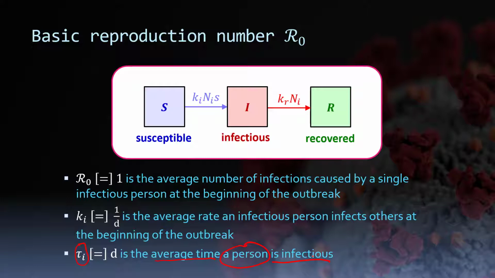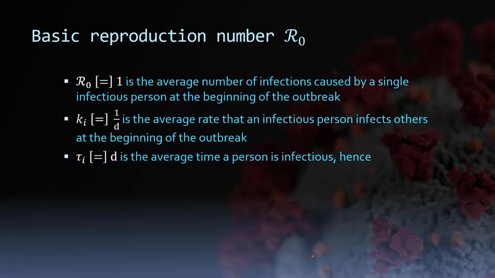So with those three things, we can actually figure out what R naught is in our model. So I'm just repeating the same things, right? This is our R naught, which has units of 1, Ki, which has units of per day, tau I, which has units of days. And so you should be able to figure out what to do next.